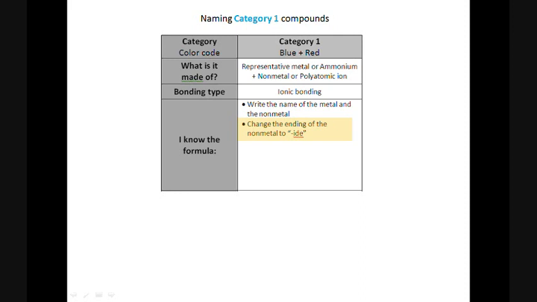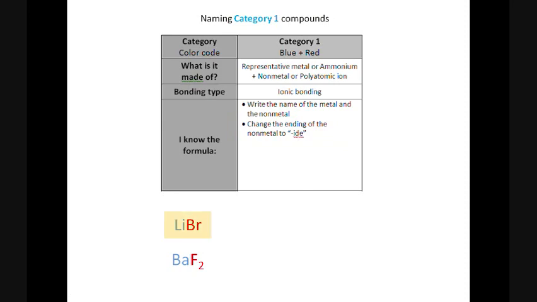We need to take a few letters off the end and change it to IDE. This is chemists' way of saying that it's not an element by itself anymore. Now it's in a compound bonded to a metal, so it needs an "ide" ending. Let's see these steps in action.